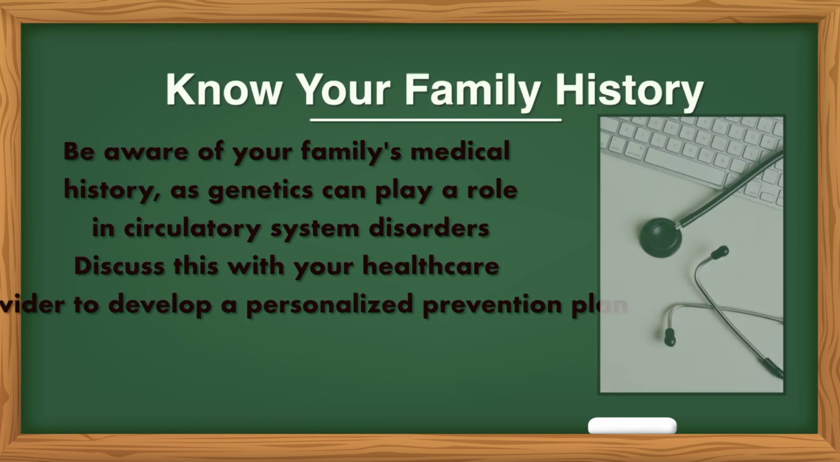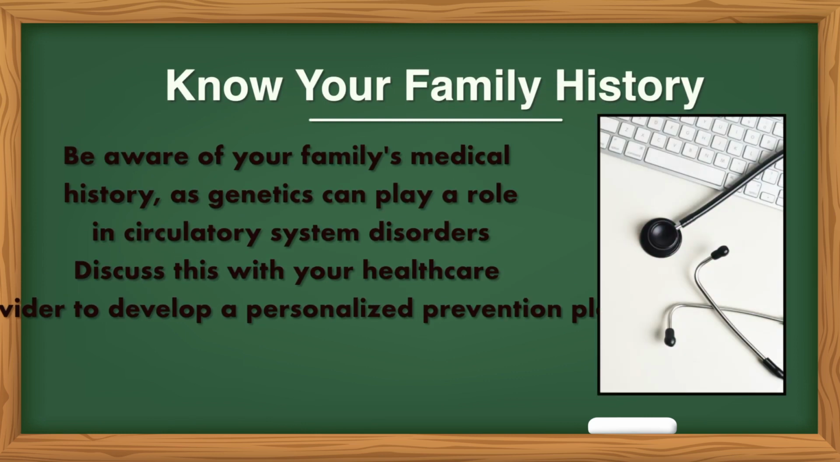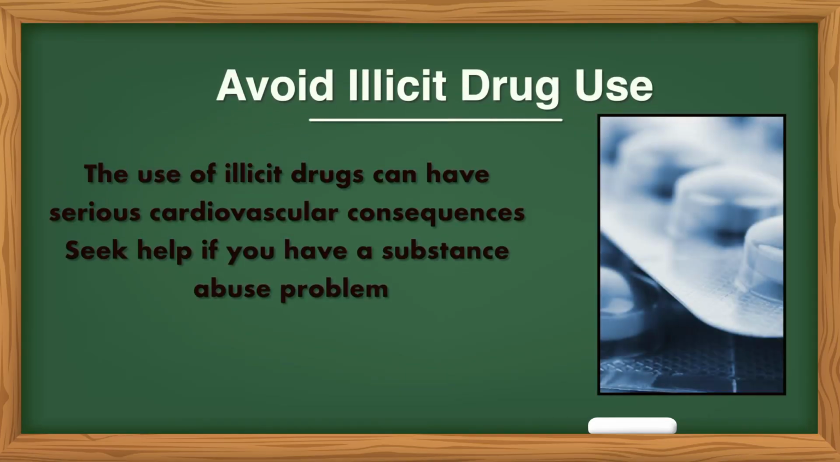It is very important to know the family history as well. Be aware of your family's medical history, as genetics play a very important role in transferring disorders from one generation to another. It is very important to avoid illicit drug use also, because the use of illicit drugs can have serious cardiovascular consequences. Seek help if you have a substance abuse problem.